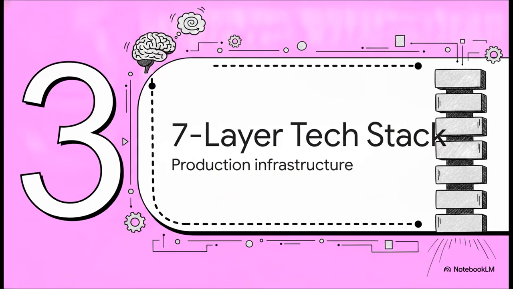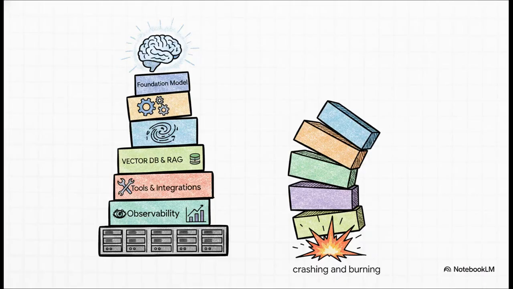But deploying that cognitive loop in the real world requires some serious physical infrastructure. That brings us to Section 3, the 7-layer tech stack, production infrastructure. When we map out production, it is so easy to get completely fixated on layer 1, the foundation model. You know, your GPT 5.5s or your Claude 4.6s. But listen, the foundation model is literally just the brain. It's the other 6 layers stacked beneath it that actually determine if your agent works or just crashes and burns.